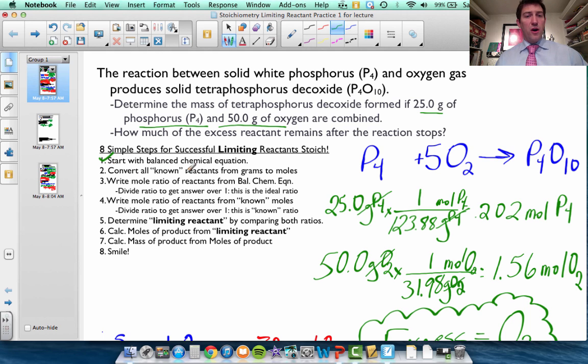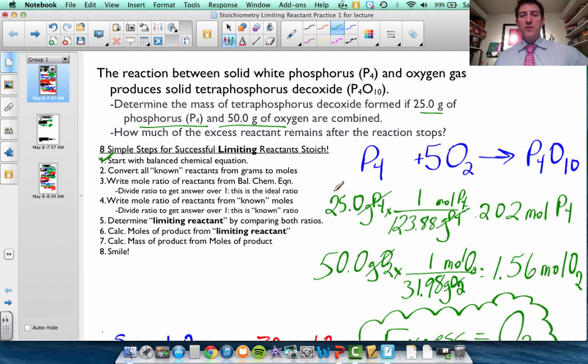And then I convert all known reactants from grams to moles, because in stoichiometry we do everything in moles. You can see I've underlined them in green up here. My knowns are the things that are given to me in the equation. In this case, this is what we went and bought at the store, 25 grams of phosphorus and 50 grams of oxygen. Now we need to convert those known reactants from grams to moles.